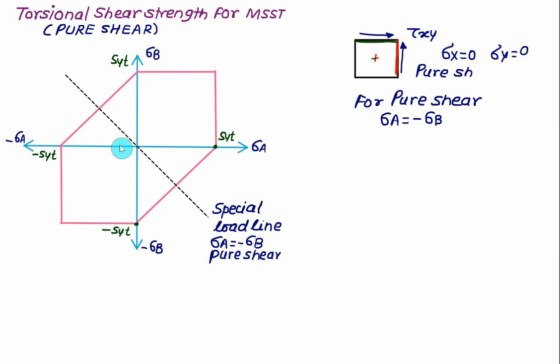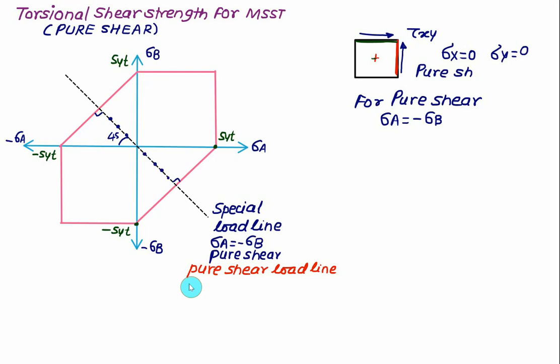And this line makes an angle of 45 degrees and is perpendicular to this fence as well as perpendicular to this fence. The equation of this line is sigma A is equal to minus sigma B. This line is called the pure shear load line. So if you take any point on this line, the value of sigma A and the absolute value of sigma B are the same. Everywhere this is true.